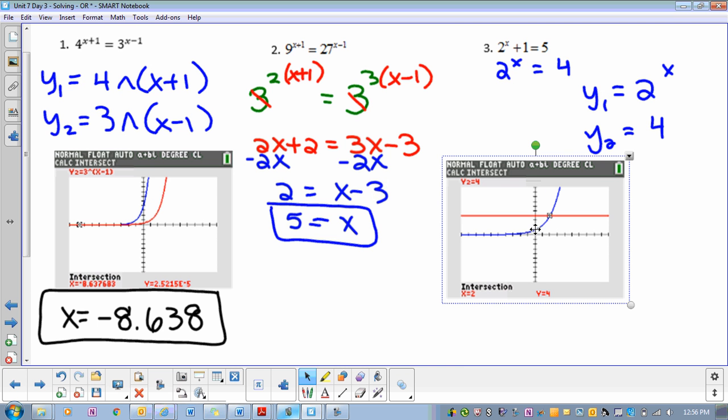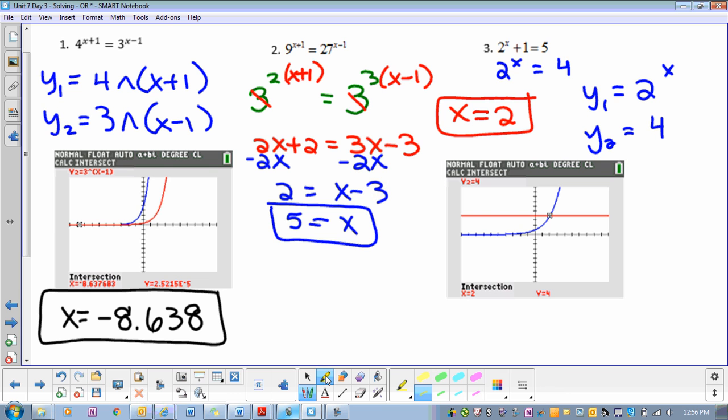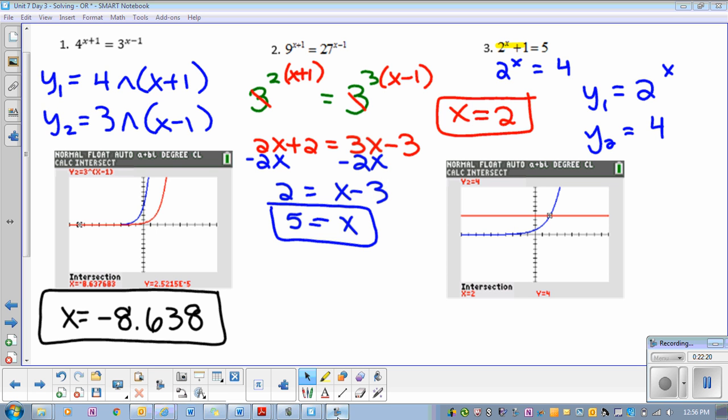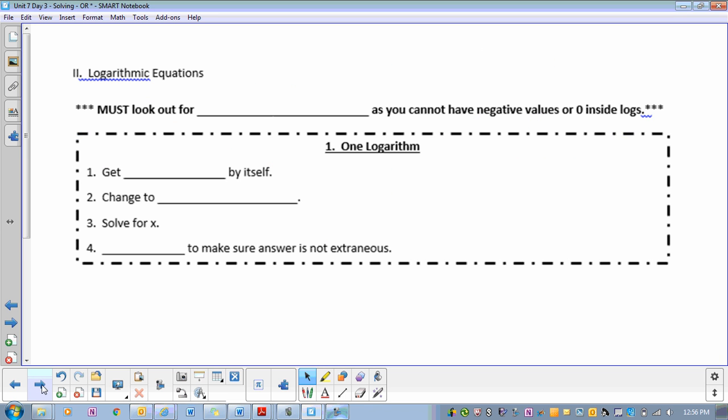Yep, 2 to the x in the first one, and then I put in 4 in the next one. But you know what? This is what Miss R was saying. You could put 2 to the x plus 1 into your y sub 1, and then put in 5 into the other one too. That one works. Very good. Questions? All right, let's go on to the next.